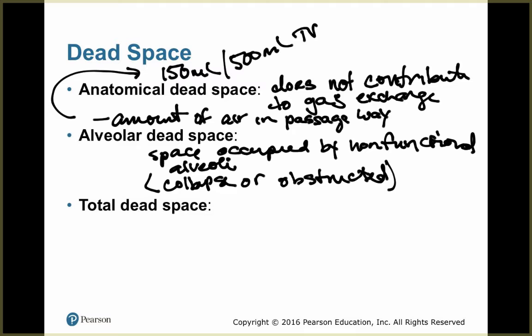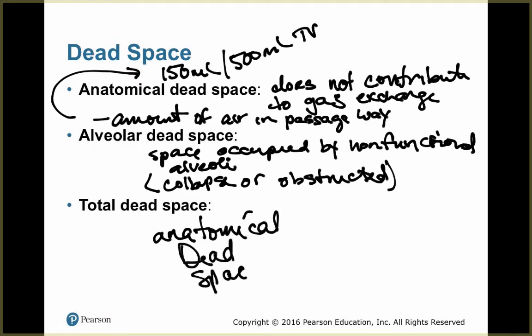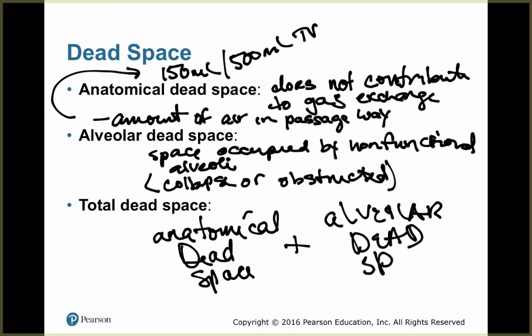And this total dead space is the sum of the anatomical dead space plus the alveolar dead space. So there is a small part that essentially isn't there when we're talking about breathing in and out, right? That doesn't essentially contribute to gas exchange.